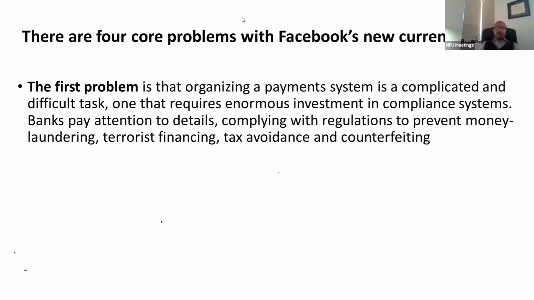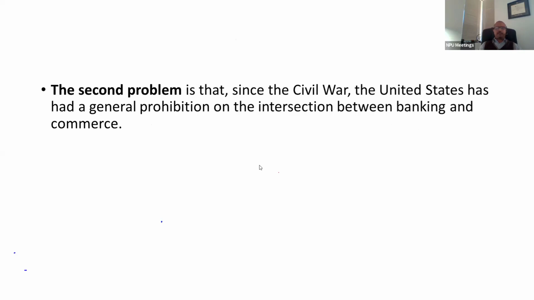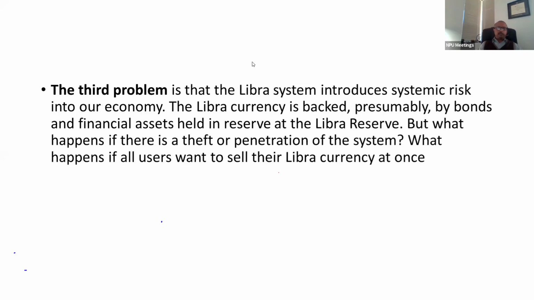The second problem is that since the Civil War, the United States separated banking and commerce. What we are seeing here is actually a mix of both of them, and that's a problem we are trying to avoid. Libra is bringing them together. The third problem is, what if everybody decided to cash in their Libra? Do we have enough cash for everybody? Like a run on the bank? How can we deal with something like that? How is that going to impact the economy of the world?